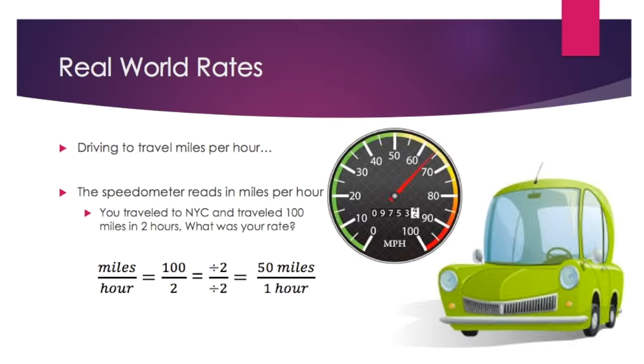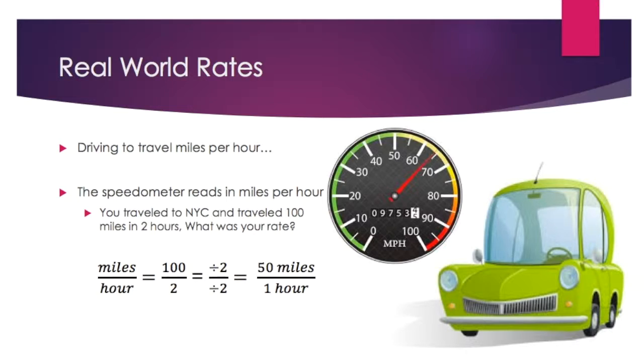A real-world rate example is that when we're driving, we travel in miles per hour. So my speedometer on my dashboard of my car gives me the speed in miles per hour. For example, if I traveled to New York City from Connecticut, that's approximately 100 miles, and it would take me about 2 hours. So my rate would be how many miles would it take me per hour or in 1 hour. So I look at my ratio as miles over hours being equal to 100 to 2, right? I traveled 100 miles in about 2 hours.